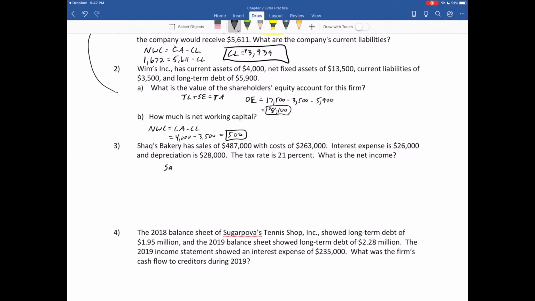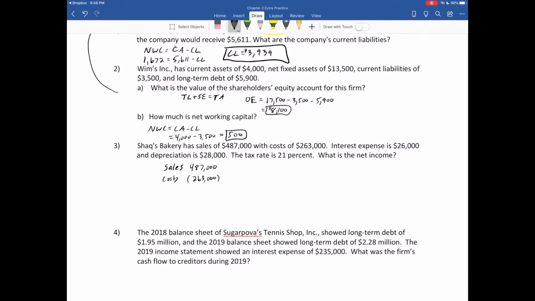So we start off with our top line figure, which is sales or revenues, and they have sales of $487,000, and then we subtract all of our costs. So you can have your cost of goods sold, your SG&A, your selling, general, and administrative. Here they just group them all together and list it as costs. So we have an expense of $263,000.